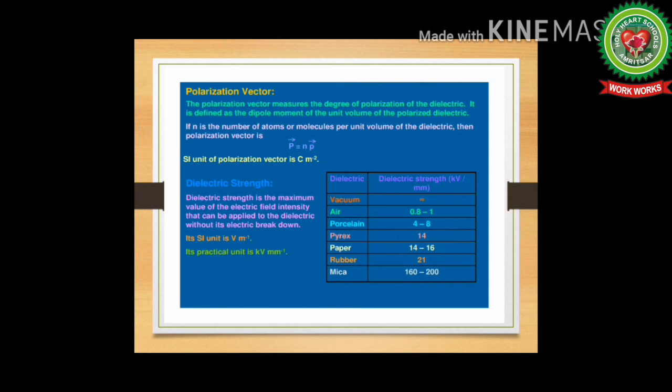Here we have a table in which we have written vacuum. The value of dielectric strength is infinity. For air it is 0.8 to 1. So here there are various values. We can see here the SI unit of dielectric strength is volt per meter and its practical unit is kilovolt per millimeter. I hope you have understood this topic.